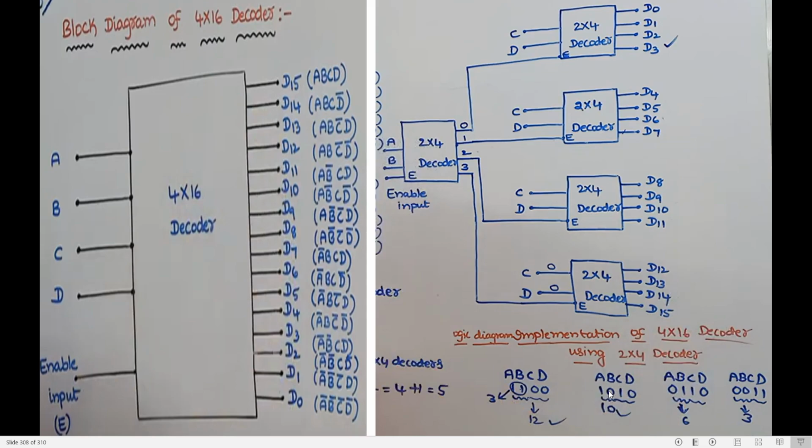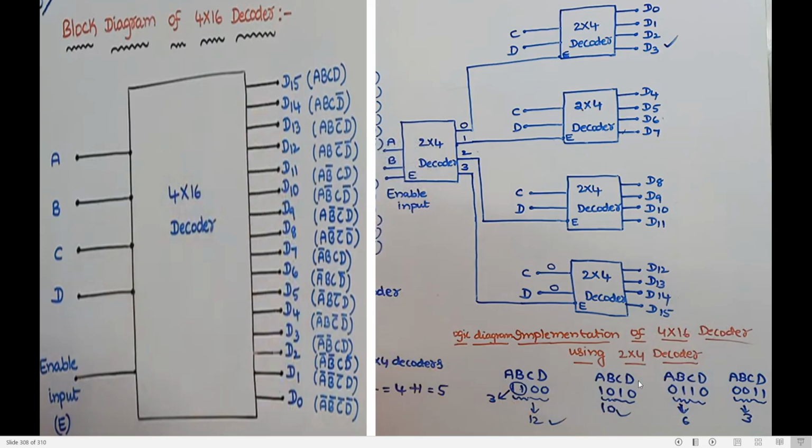If A, B, C, D is 1, 0, 1, 0, what happens? If A and B is 1, 0, it means what? This is 0, 0. This is 0, 1. 1, 0 means I am selecting the second wire. So, I will enable this decoder. Now, this decoder is enabled.